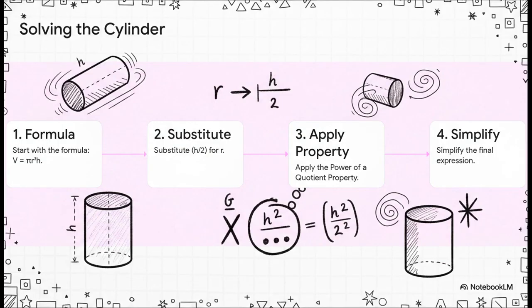First, we start with the basic volume formula we all know. Second, we do the substitution. We replace r with h divided by 2. Now step 3, this is the key moment. We use our power of a quotient property on that term. That lets us apply the square to both the h and the 2, giving us h squared over 4. And finally, we just tidy it all up. See how that one property was the critical move?